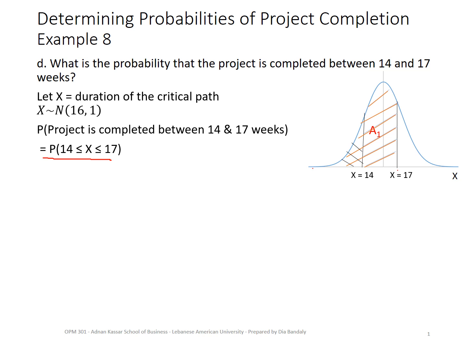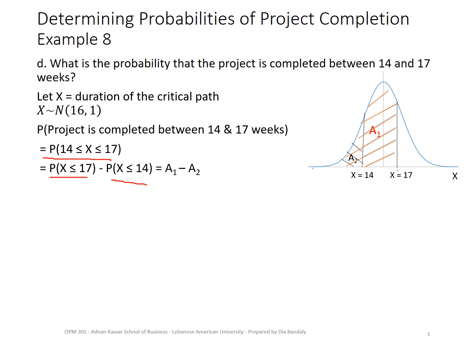Then I will end up with the one in the middle, which is not A1. A1 is the cumulative one, all the red one. The black one I will call A2. So my probability is equal to A2 minus A1. The red area, A1, represents the probability that x is less or equal than 17, so all the cumulative area under the curve from the lower tail until 17. And I'm subtracting the smaller area, which is A2.